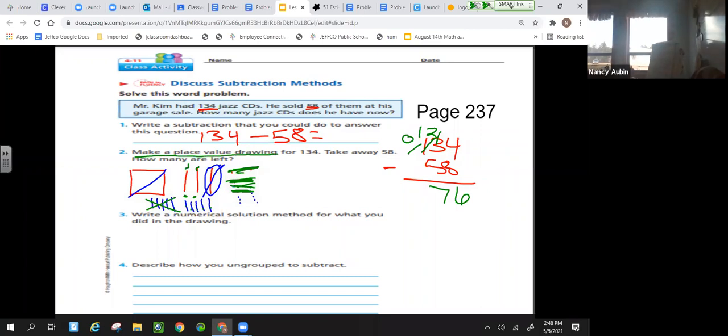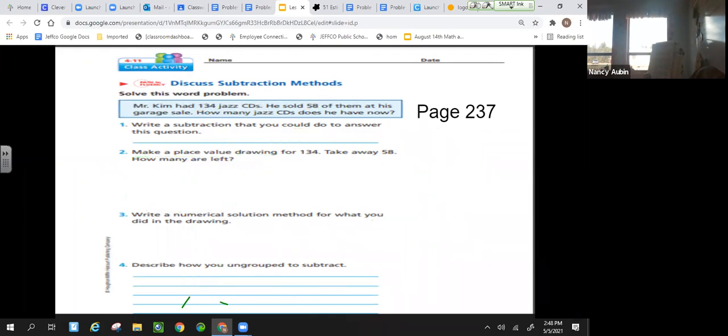Now it says write a numerical solution method for what you did in the drawing. That is it right there. So we're not going to do this part. Instead, we're going to talk about the video, how we said we always have to start from the right. That is one method of subtracting, and that is the method that I shared with you at the beginning of the year, and here's why. It's one of the easiest.